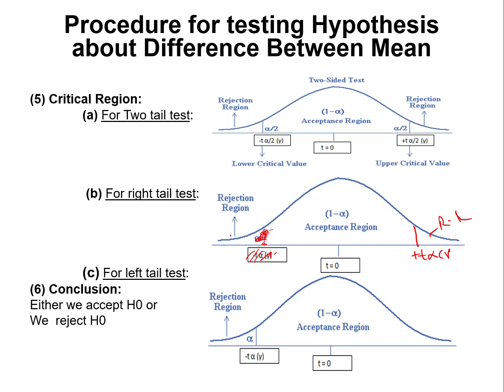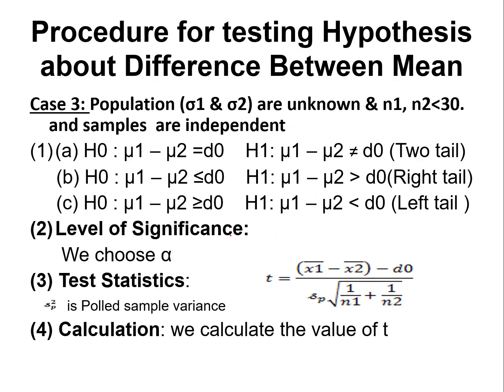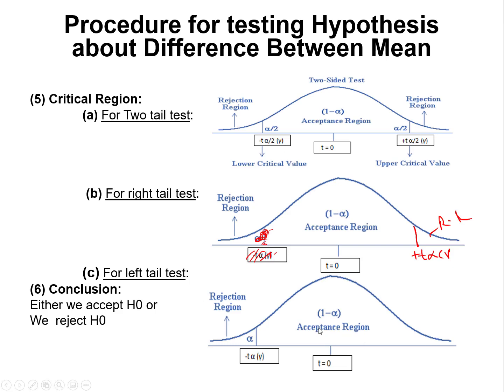Conclusion: if the t statistic value which we have calculated lies in the accepted region, we will accept the null hypothesis. If it is lying in the rejected region, we will reject the null hypothesis and we will accept our alternative hypothesis.